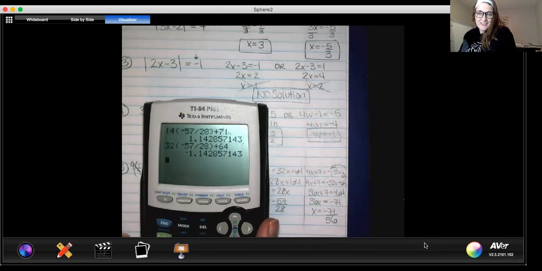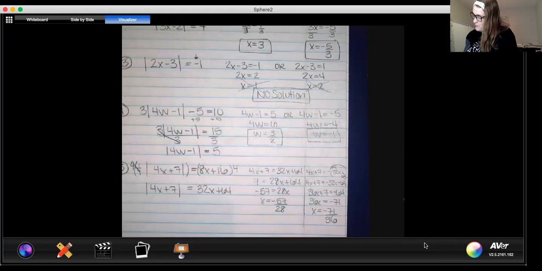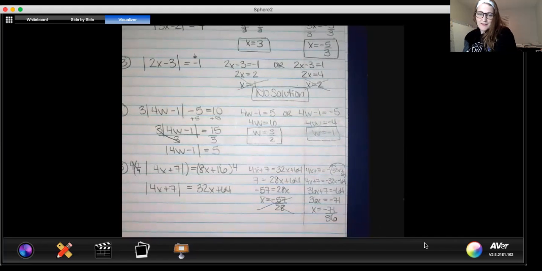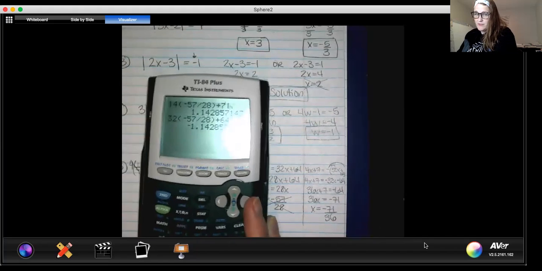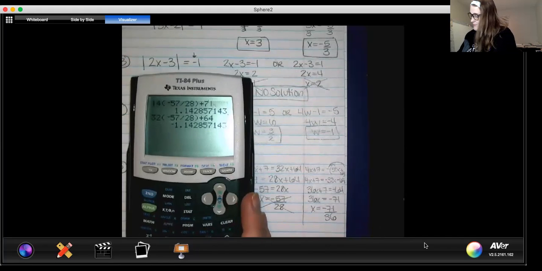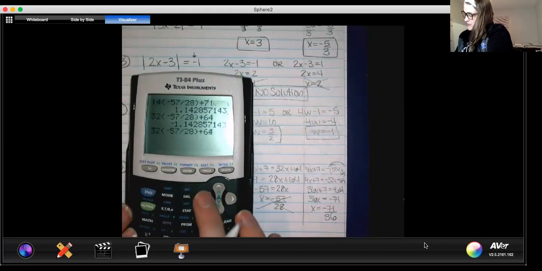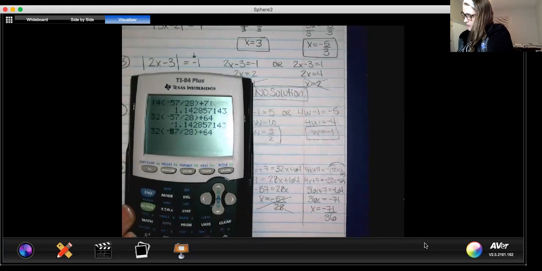And as you can see, those do not equal each other, so therefore that one does not work. Now I'm going to go ahead and do the same thing with negative 71 divided by 36. Now remember that trick that I taught you? Second enter, and it retypes it. And then I can just simply write over what I want to write over. Makes it a little bit easier, but not necessary.